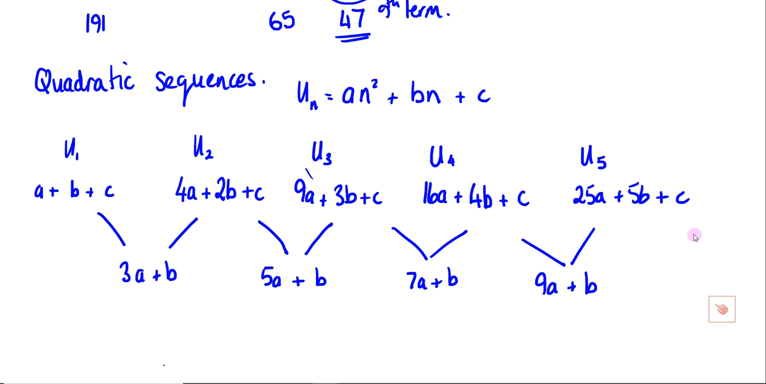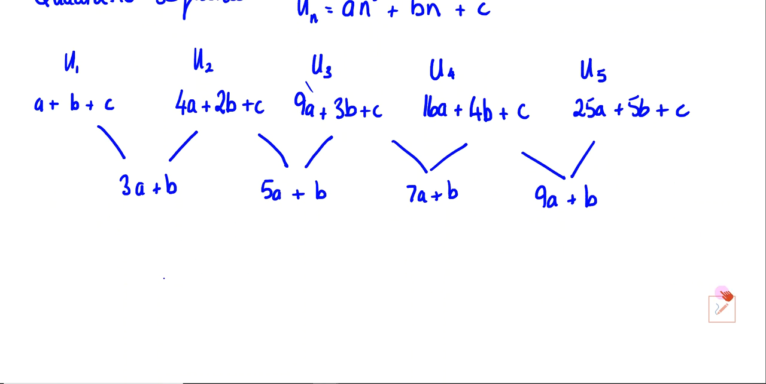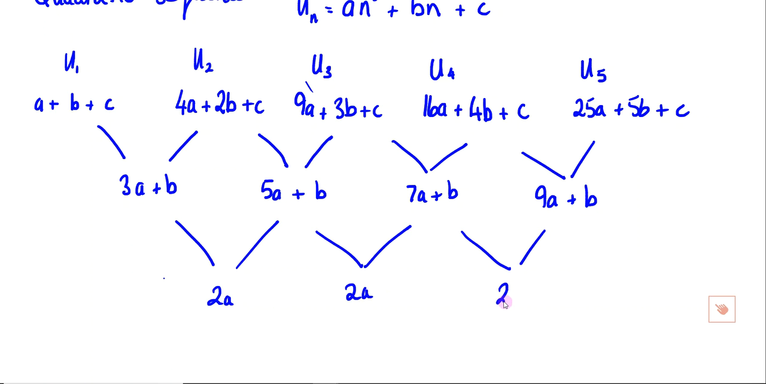So now we have to go to the second line of difference, which is going to be 2a. So that leads us to a conclusion that the second line of difference will always be double whatever the a is going to be. Makes sense?